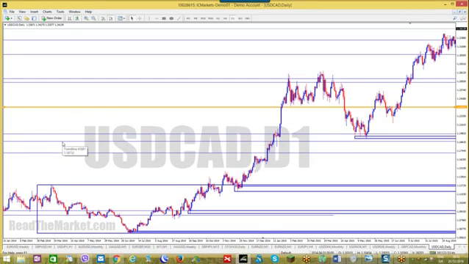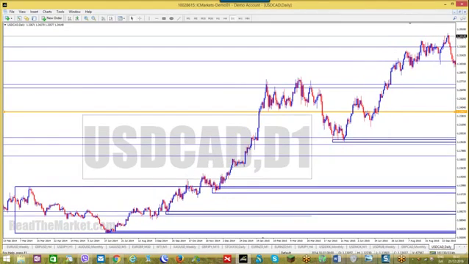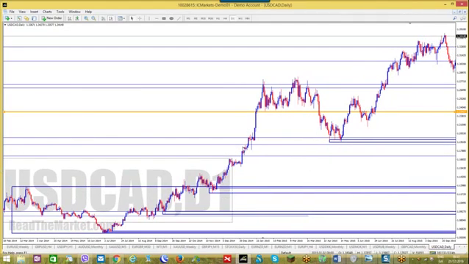Now, this line is at 1.18732. I just want to see where it was crossed to the upside. Okay, so the high of this is 1.18739. Right, this is 1.17. Okay, so it crossed here.